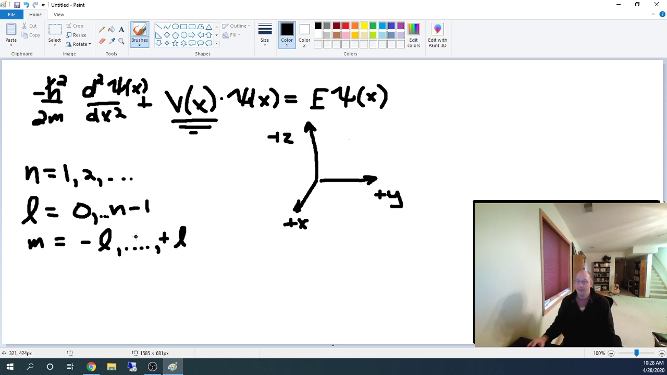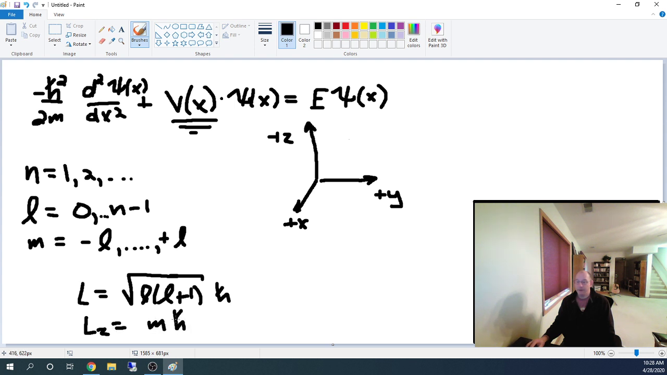Then remember that the total orbital angular momentum, L, has a magnitude of the square root of the quantum number l times l plus 1. So it's the square root of that times h bar. And then L sub z, the magnetic quantum number, is m times h bar. So notice that not all orientations of the angular momentum are allowed.